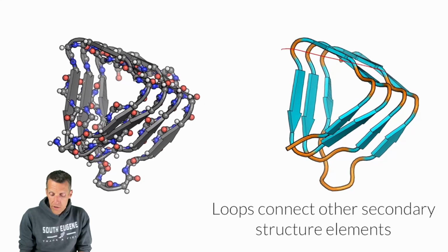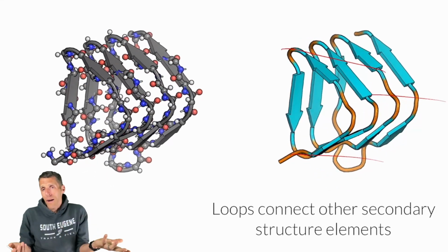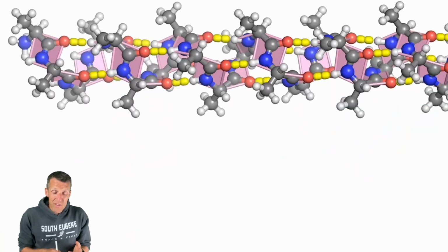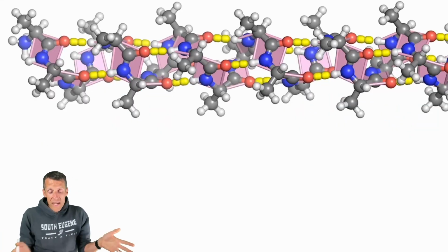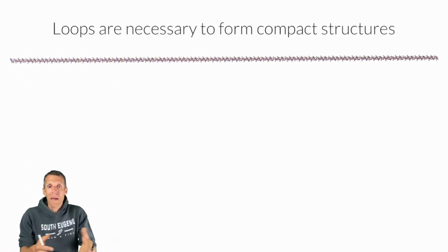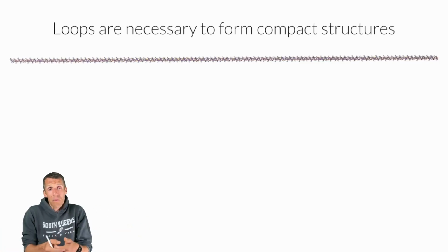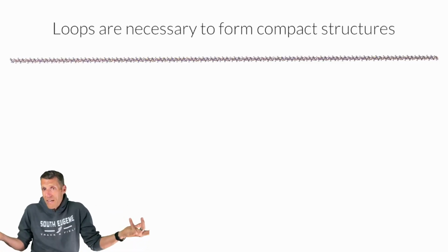So everything in orange here is a loop or coil. You might think, oh, it's kind of boring, just the connector bits, but it turns out it's really important. So here I've taken a protein that's the same length as a real protein, and just made a giant alpha helix out of it. And what you'll notice is it's just a giant line, right? It's not really doing anything. It's just like a giant helix.